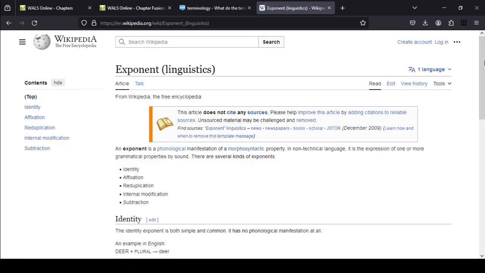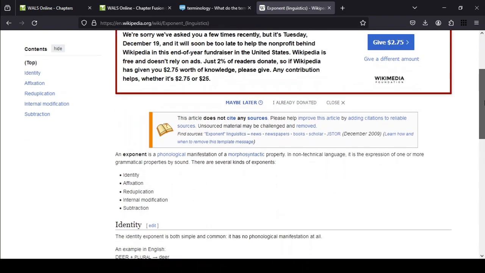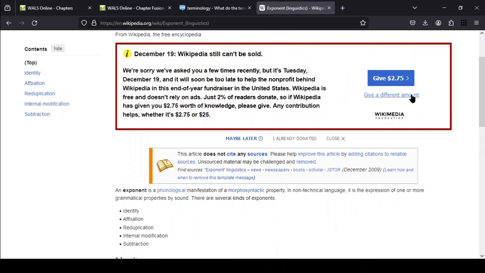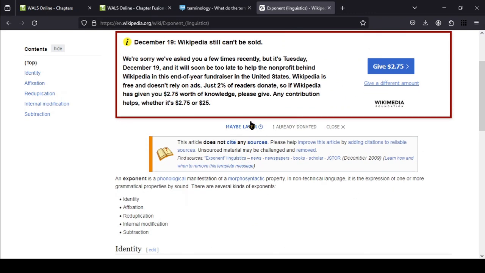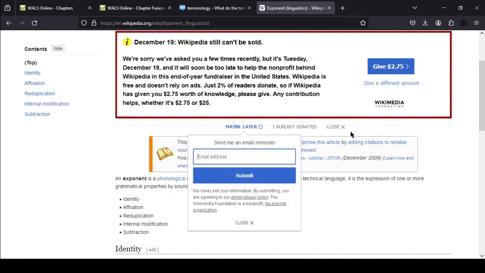Let's read this. This article's pretty short. It should help us. I don't have any money. I don't even have a job yet. Get out of here.